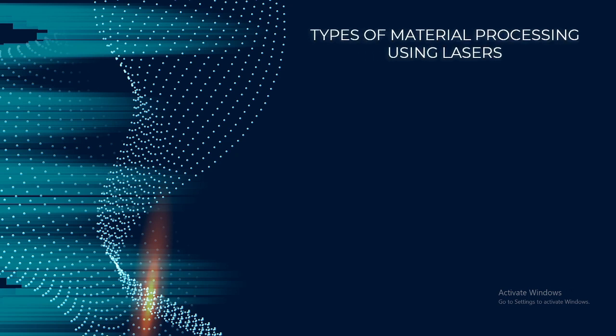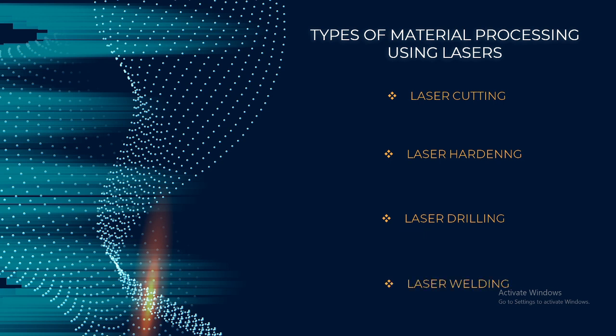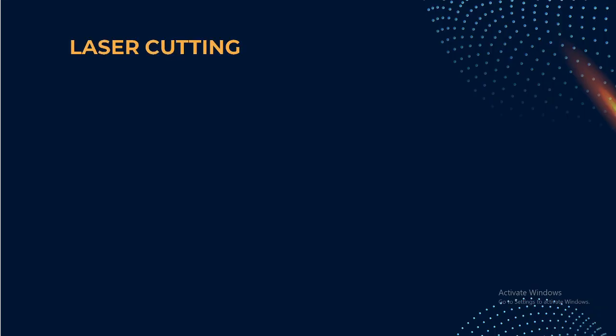Types of material processing using lasers. The four main types of material processing are laser cutting, laser hardening, laser drilling, and laser welding. These are the most important material processing methods. First, we will talk about laser cutting.